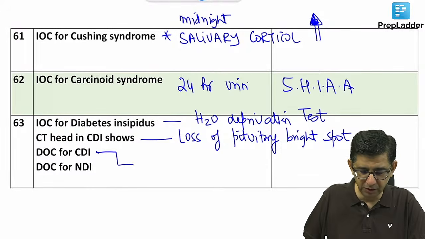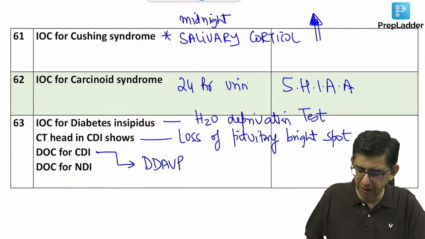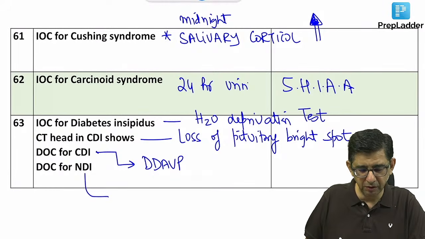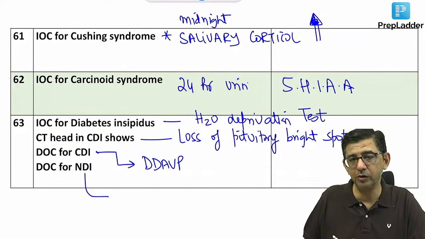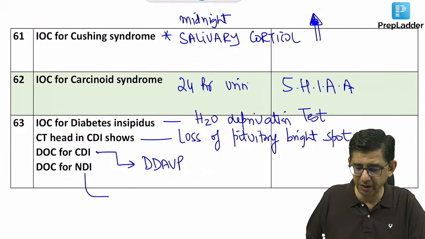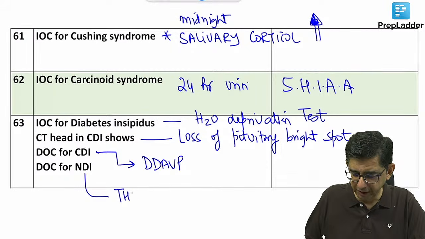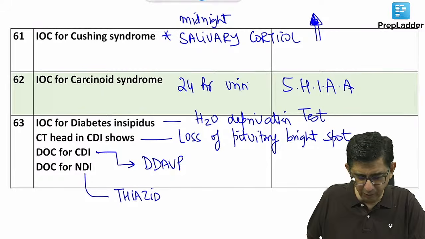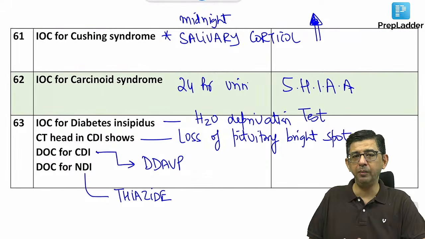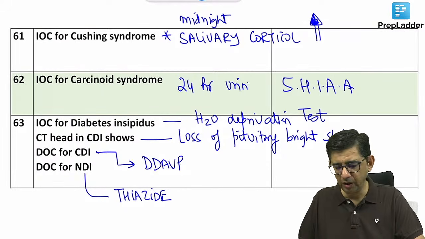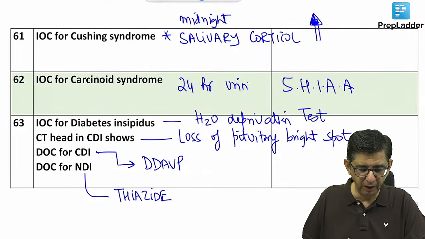The drug of choice for central diabetes insipidus would be desmopressin, which can be written as DDAVP. And if he says what is the drug of choice for nephrogenic diabetes insipidus, then we will be answering it as thiazides. Yeah, desmopressin and DDAVP would mean the same. And if it says nephrogenic, then the answer would be given as thiazides. Great.